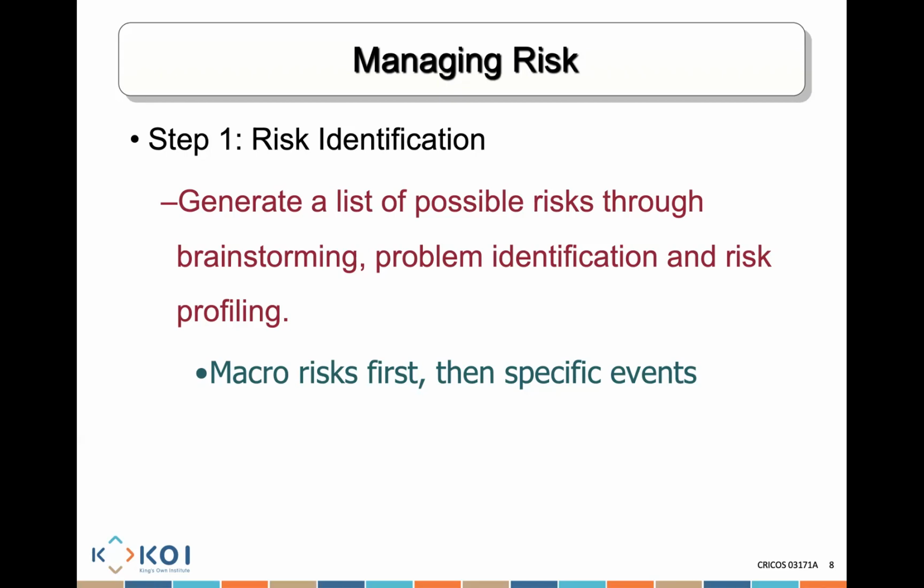What is the risk? Let's generate a list of all of these possible risks. Let's brainstorm. Brainstorming is about getting people to start telling us their various ideas, to think about it themselves. Let's think about the problem identification. What is the problem? Let me try to identify it.